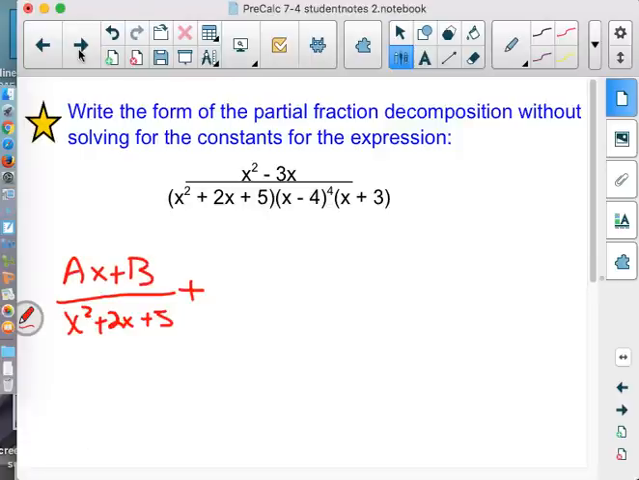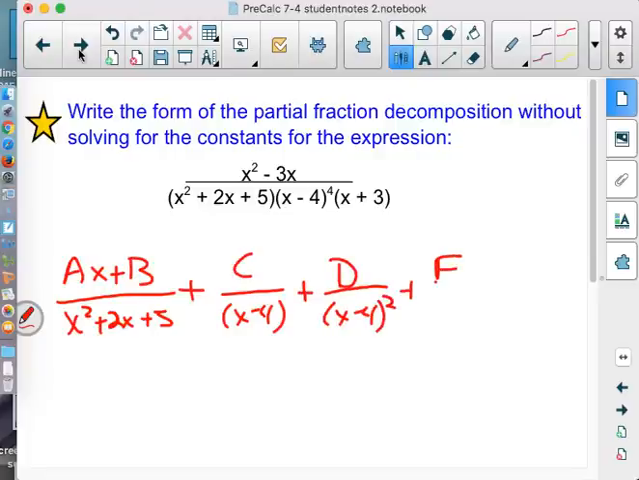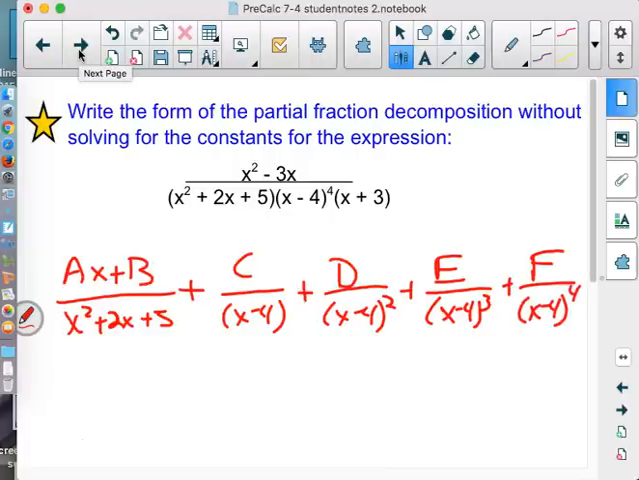Next denominator would be what? Just 1x minus 4. Yeah, this is the part that stinks. So let's see, we got A and B. There's C. D. E. F. Whew. One more to go. So what are we going to do with the top of x plus 3? Just a G? Don't need Gx plus something? Nope. Linear factor.